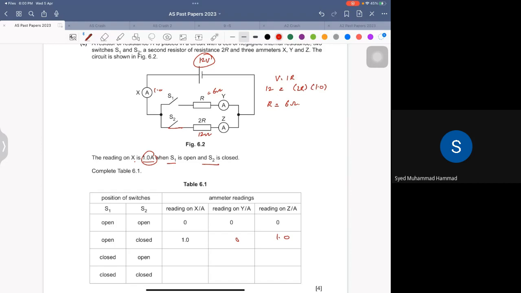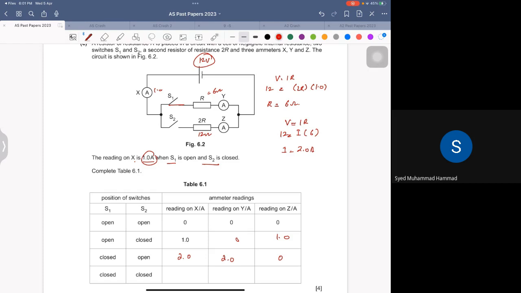Now when this is closed and this is open, we can use V is equal to IR again. So voltage is 12, the resistance is 6. So what do I get? 2 ampere. So I'm going to use 2 here, and 0 on the other because it's not connected. Do you guys understand what I'm doing?